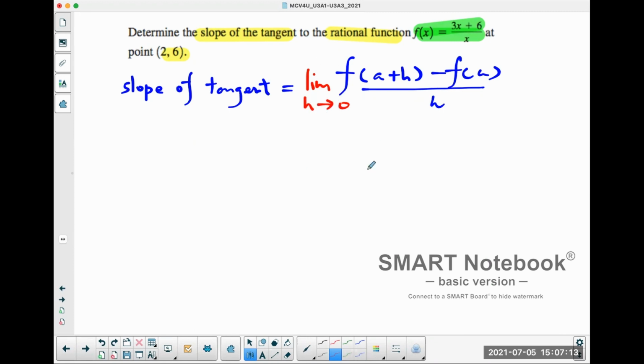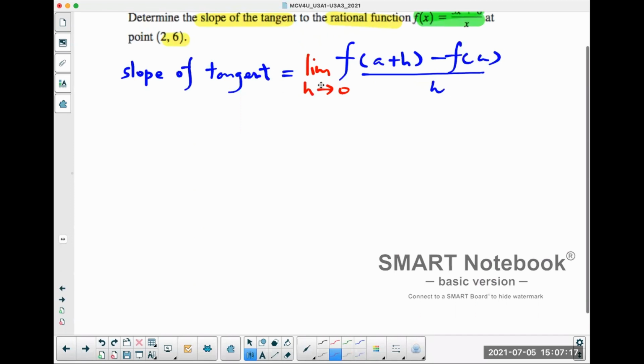Without the limits, people say, oh, I get all of my work right. How come you're not giving me perfect? Well, your notation is not right. Without the limit, this doesn't make sense. This is just the slope of a secant. This is not the slope of a tangent. It's fundamentally wrong if you don't put in the limits, because you're just finding the slope of a secant. You're not finding the slope of a tangent.